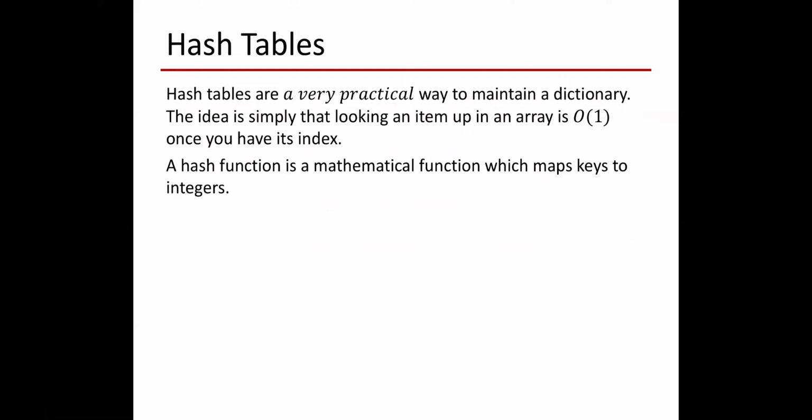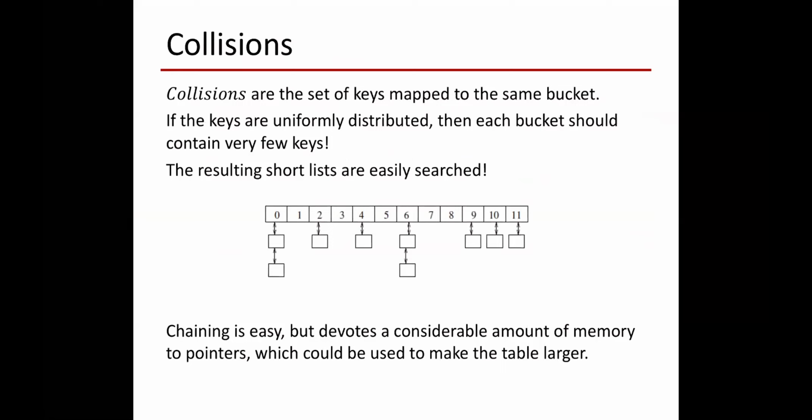The idea is simply looking at the item in an array just once and having an index. Because I have a key value, I go to the key value, and I'm looking for my value. That's how the hash function works. A hash function is a mathematical function which maps a key to an integer. Something like this. So if I have it in here, I put it here, go to there, go to there. But the major problem with the hash function is collision.